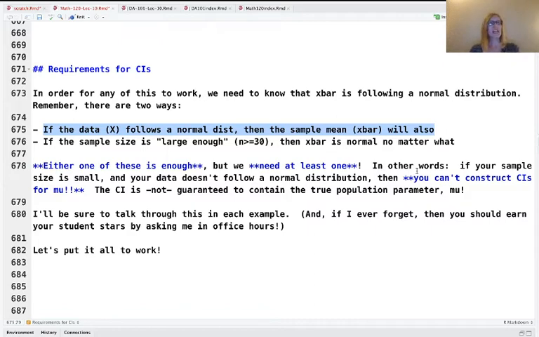So in other words, if you've got a small sample size and your data doesn't follow a normal distribution, or you just don't know what the distribution is, then you're dead in the water. You can't do this technique. The confidence intervals are not necessarily going to work.